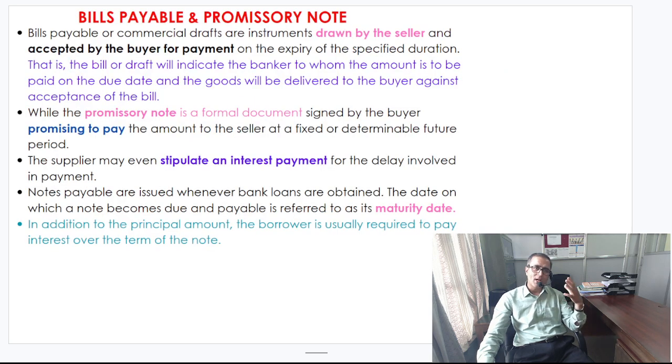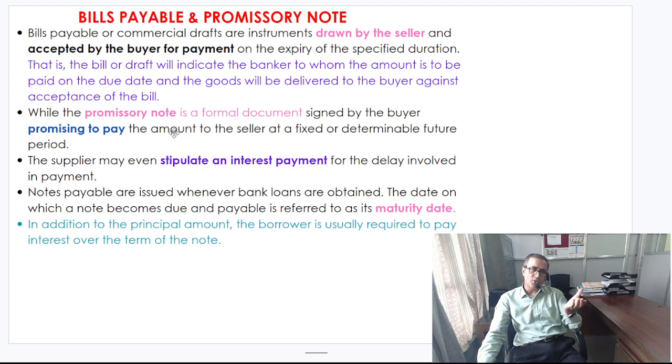Okay. Now what about the bills payable? The next one is promissory notes. Bills payable, you can say that commercial drafts are instruments drawn by the seller and accepted by the buyer for payment on expiry of a specified duration. But this is a formal one, where it simply indicates, for example, the banker to whom the amount is to be paid on the due date, and the goods will be delivered to the buyer against the acceptance of the bill. That is the case.